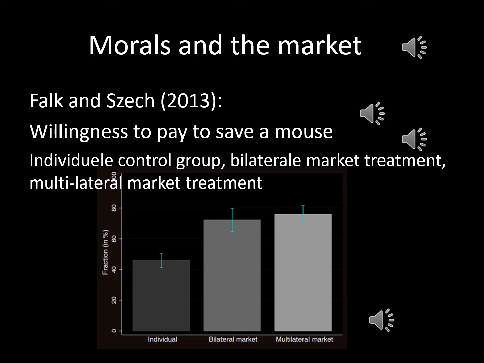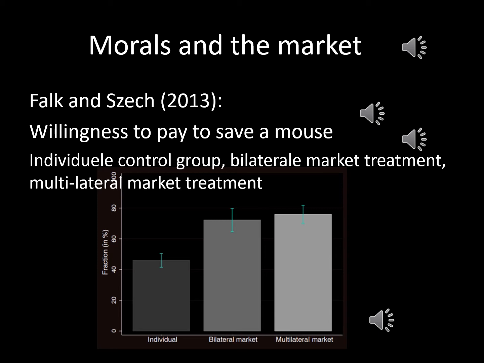The percentage of saved mice was significantly lower in the market interaction treatments. In the individual control group, half the participants were willing to have a mouse killed and earn 10 euros from the experiment, whereas in the market treatments, 75% of the participants were willing to do so for 10 euros or less.